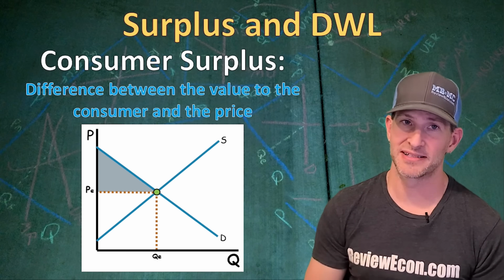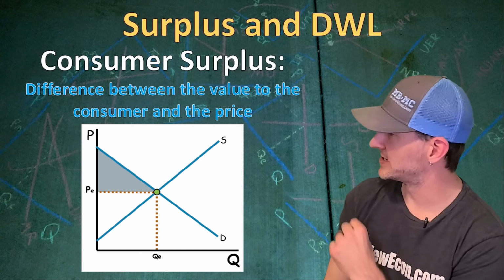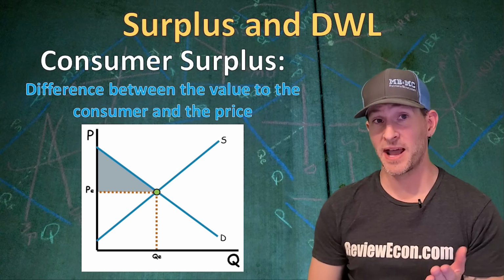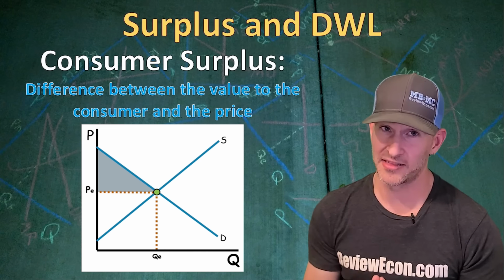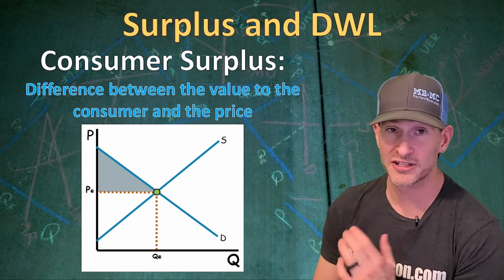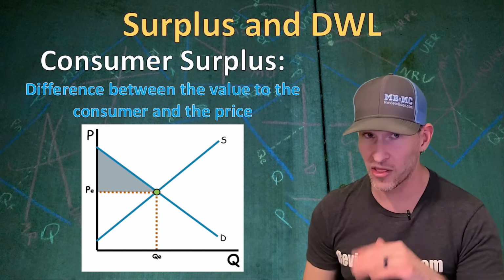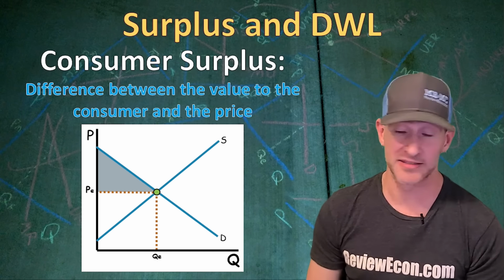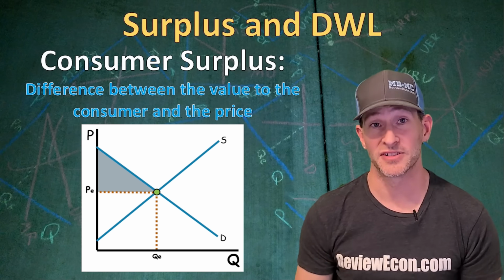Next, we've got surplus and deadweight loss. Consumer surplus is the difference between what consumers are willing to pay and what they actually pay. To find the consumer surplus, you look at the price that's currently being charged, go all the way over till you hit the quantity that we're getting, all the way up to that demand curve, and that is, in this case, a triangle of consumer surplus.